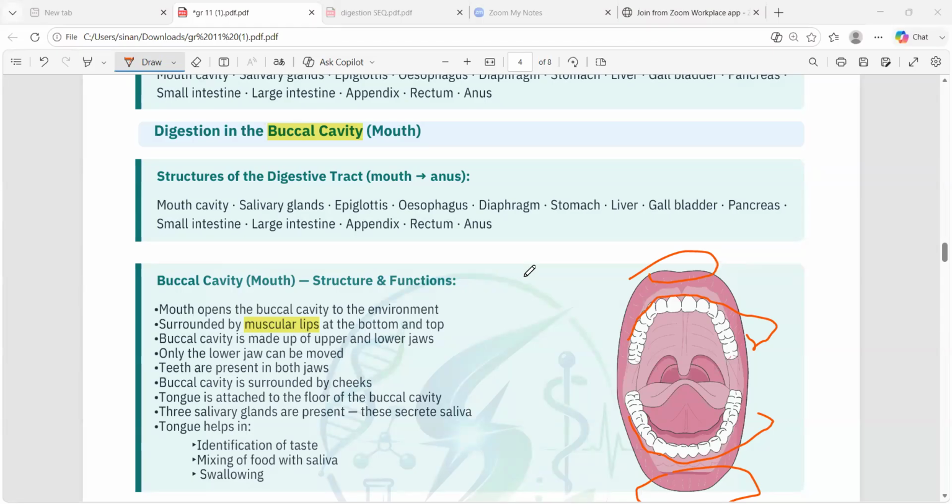Okay, tell me now, which jaw is movable, the upper jaw or the lower jaw? Which jaw can you move? Just try and see. Just try to open your mouth and see which jaw is movable, and let me know.